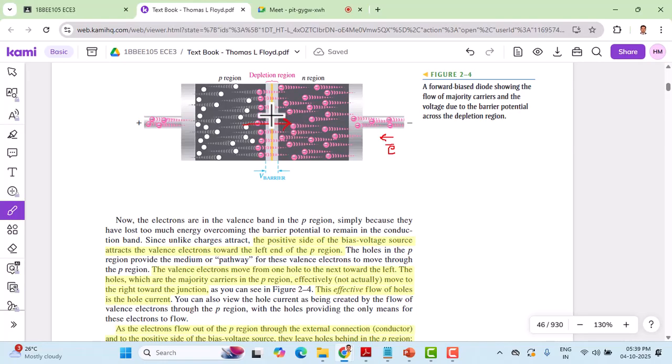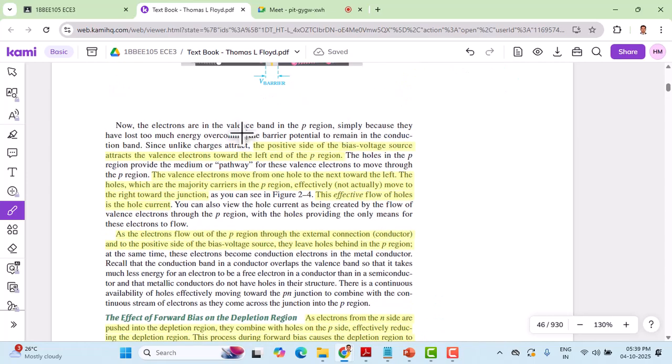This is the whole movement, and the electron movement will happen like this. So this is the electron movement, and this is going to be the hole movement. When enough electrons move from the n side to the p side, they can overcome the barrier potential and cause electron current to flow from n to p, and the hole current moves from the p side to the n side here. All these things have been explained here.